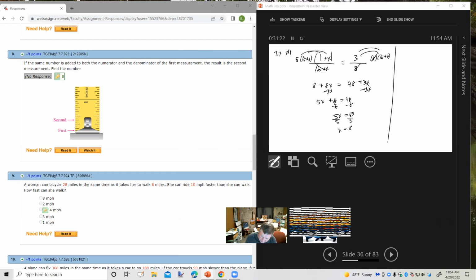Let's check our work. If this is true, then that should be true. Let's see. 1 plus 8 is 9. 16 plus 8 is 24. Yeah, that's true because we could divide top and the bottom both by 3 and we get the result. So the number is 8.